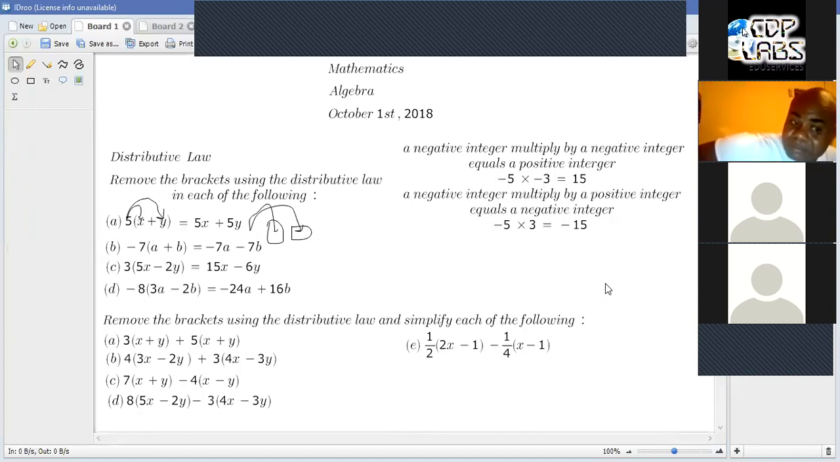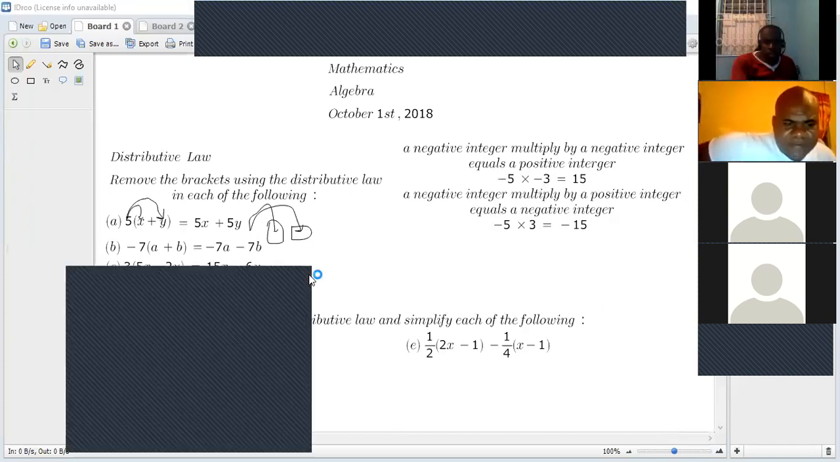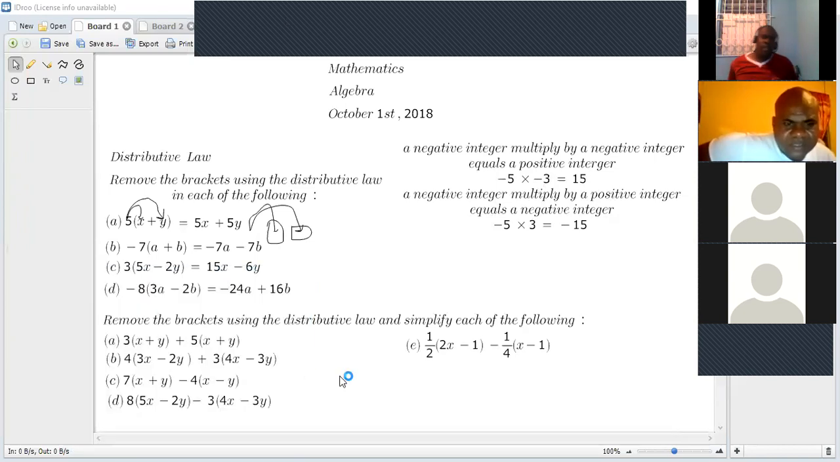Sir, yeah, go ahead. I just want to understand something. I'm going to make an attempt on C. Lovely. So it's 7x. What are you going to do? Letter C. All right, go ahead. 7x plus 7y minus 4x plus 4y. Very good. But you're not finished yet. Continue from there.